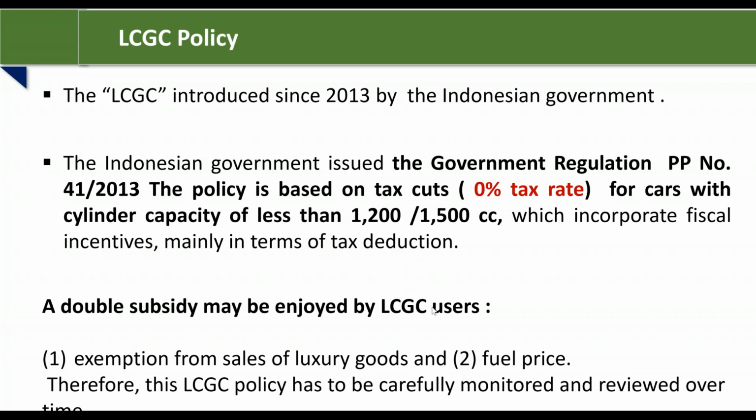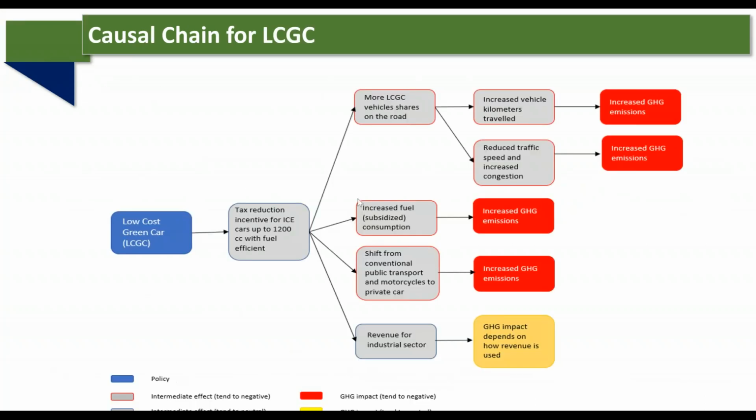So this LCGC may have enjoyed two types of subsidies. The first one is exemptions from sales tax on luxury goods, and the second one is for the fuel price. According to the ICAT guidelines, these are the possible impacts of the tax reductions for such a policy.